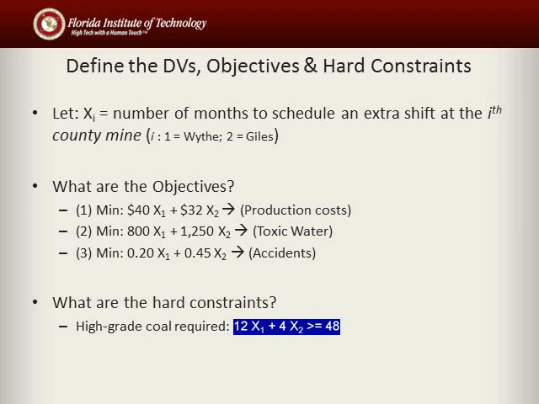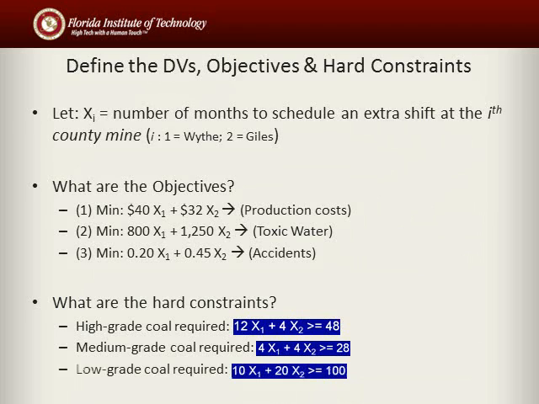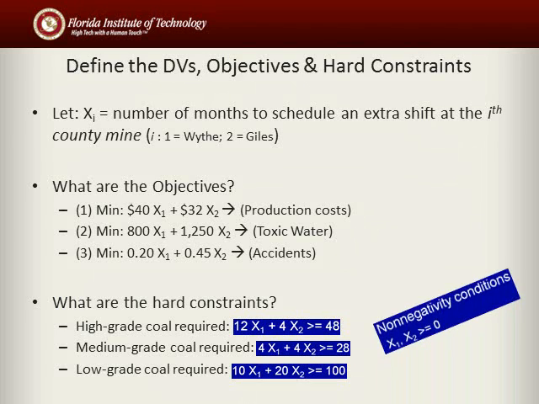So what are the hard constraints in this problem? Well, we have a constraint on the high-grade coal required, which we specify as 12x1 plus 4x2 greater than or equal to 48. We have a constraint on the medium-grade coal required, specified as 4x1 plus 4x2 greater than or equal to 28. And we have a low-grade coal requirement as well, which is 10x1 plus 20x2 greater than or equal to 100. And of course, we cannot forget our non-negativity constraints, so both of our variables have to be greater than or equal to 0.